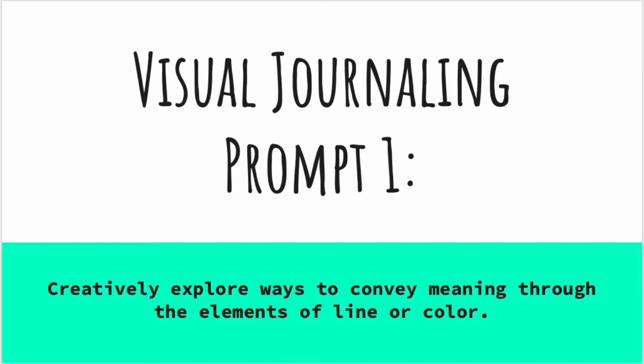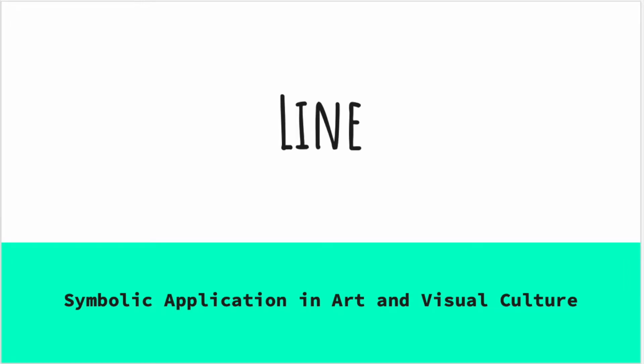Prompt 1 says to creatively explore ways to convey meaning through the elements of line and color. In this video, we will explore how artists in the past have utilized line and color as a means to convey meaning in their works. To start, we will examine the variety of ways artists utilize the element of line to convey meaning.